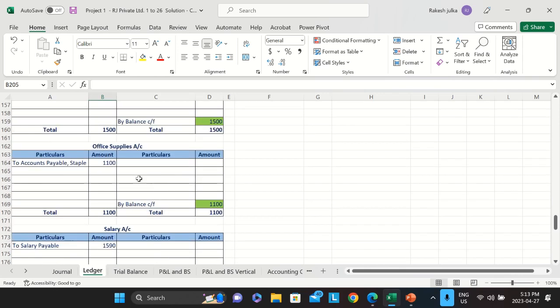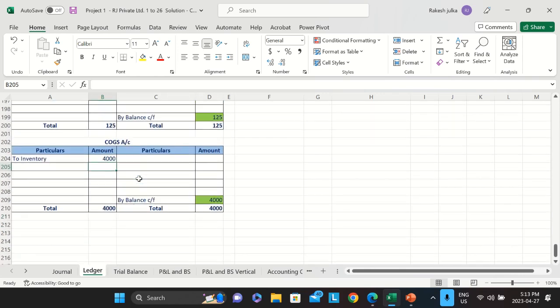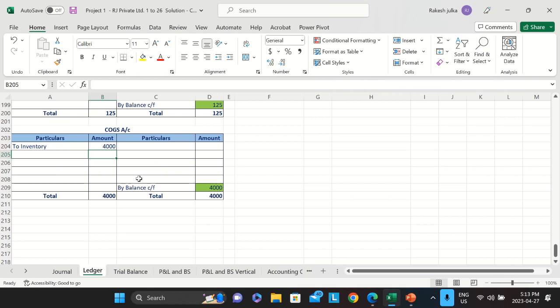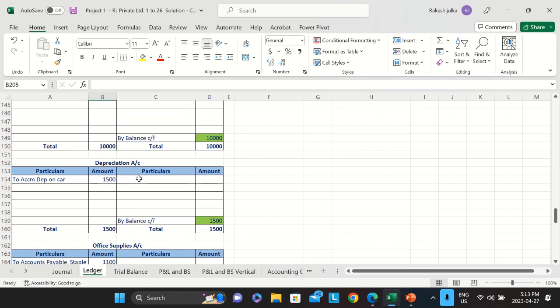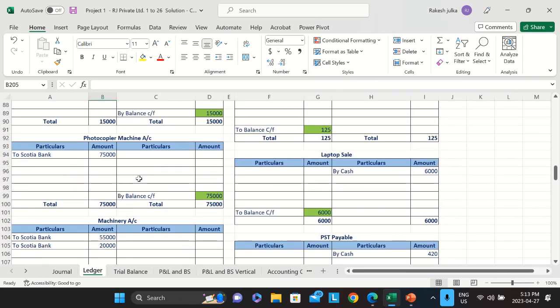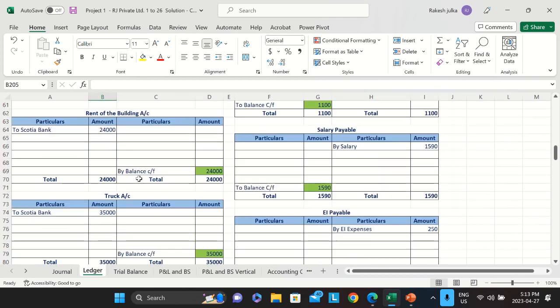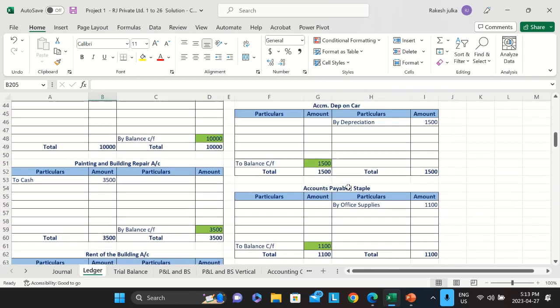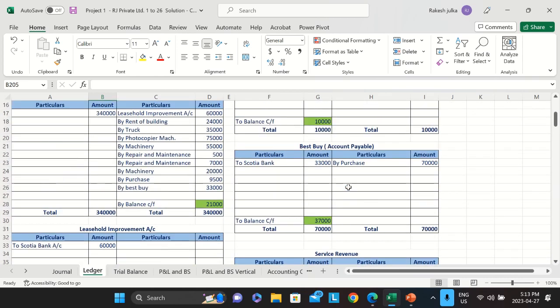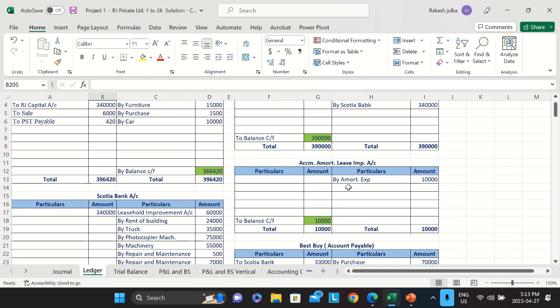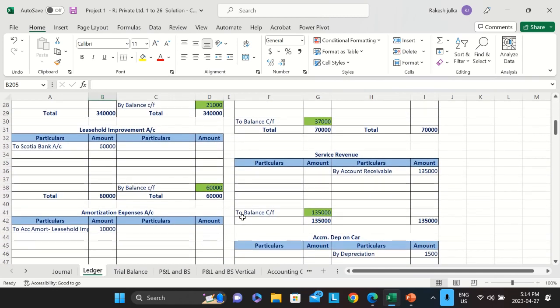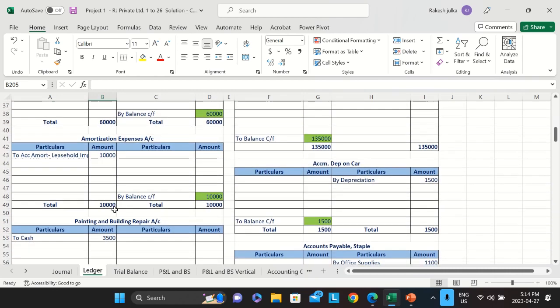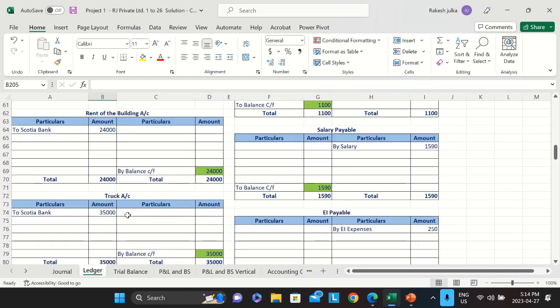Inventory is also assets, so it should be here, inventory or some stock. So let me see if I have created purchase, maintenance, PST, laptop sale, API, accounts payable, accumulated service revenue, Best Buy, stock, or there may be one purchase. You can write in the purchase. If a purchase has gone down, we can put it under the purchase as well.